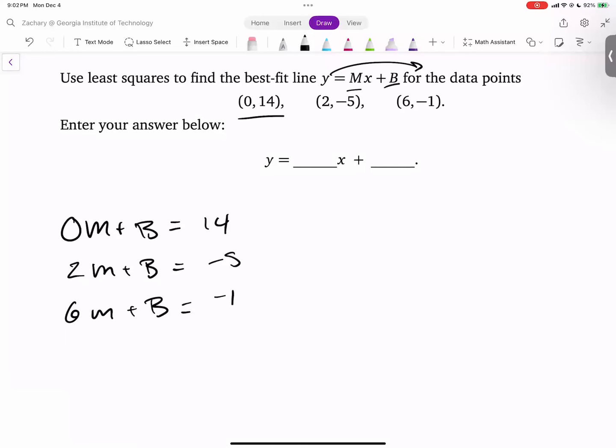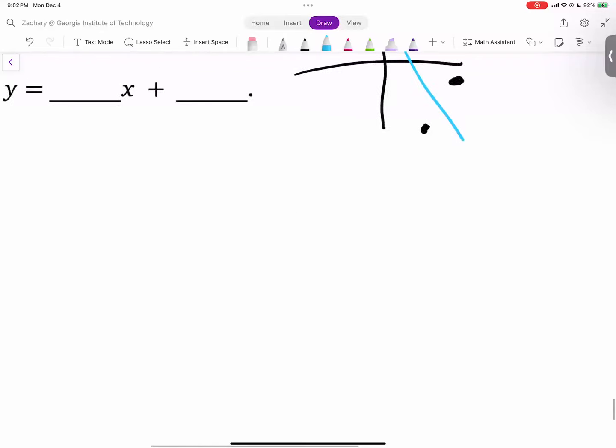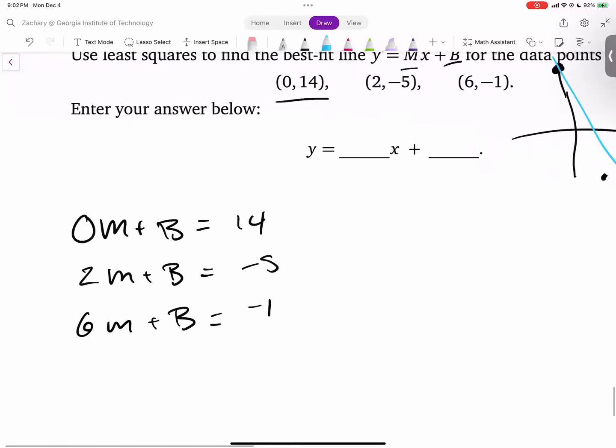If we were to plot these points out, you get something that looks like this, right? And it's pretty clear that there's not a clean line we can draw between them. So that's why we use least squares, to find the line that is closest to them.